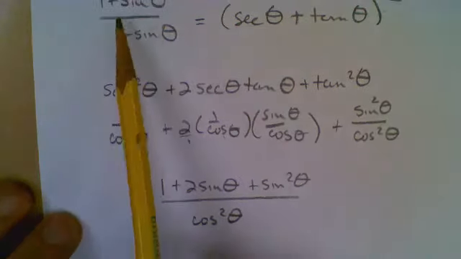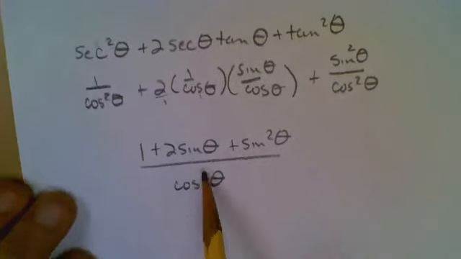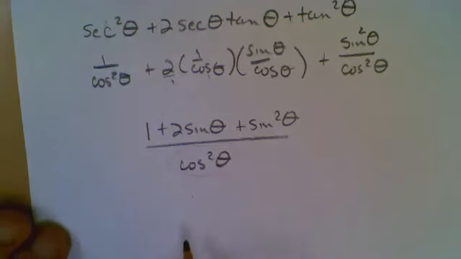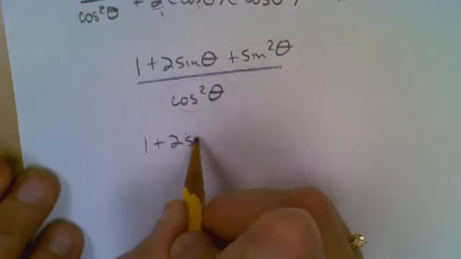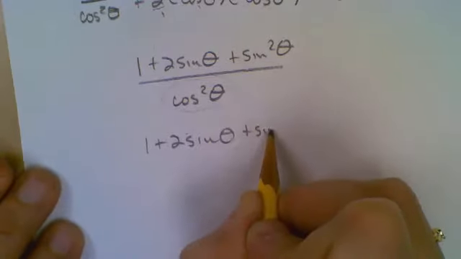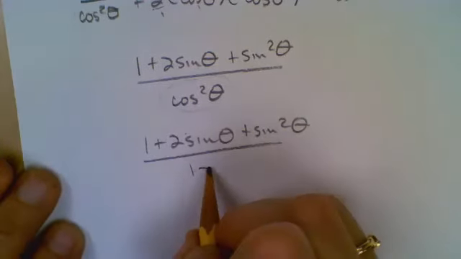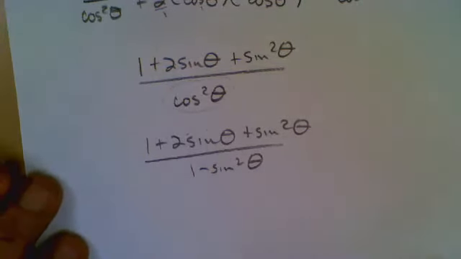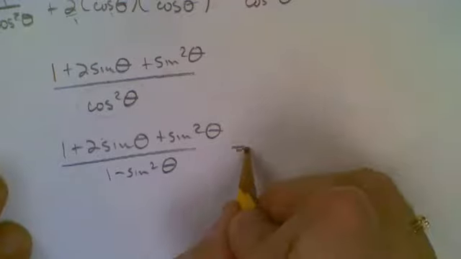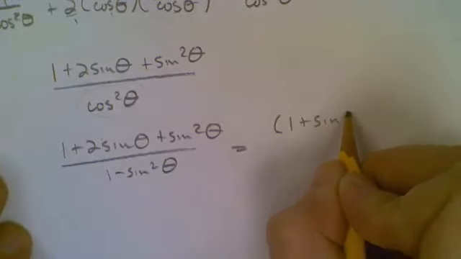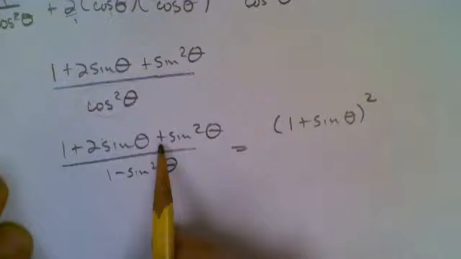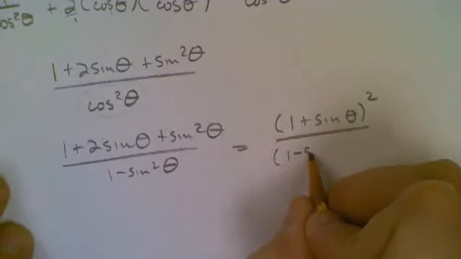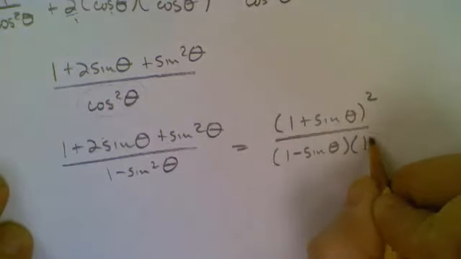Okay, so what am I trying to get to? I'm trying to get to some things with sine. So again, when I look at this, I'm thinking cosine squared. Let's replace that with 1 minus sine squared. Because now I can factor the numerator and I can factor the denominator. The numerator factors into 1 plus sine times 1 plus sine. The denominator is a difference of squares. It factors into 1 minus sine times 1 plus sine.